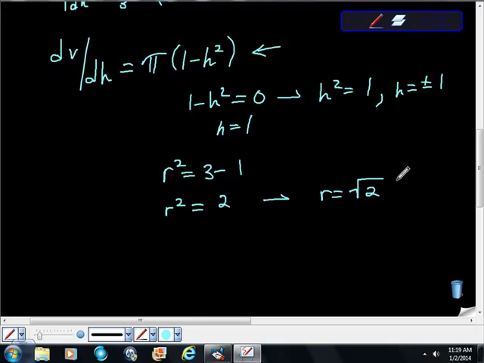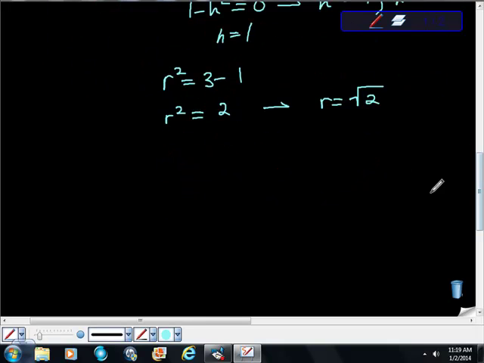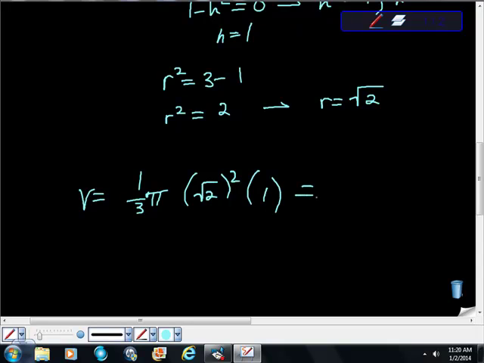From here, I can go to my volume equation, which says that the volume is 1/3 pi r squared times h. So r squared is square root of 2 squared. H is equal to 1, right? Solve this out, and we get that the volume is equal to 2/3 pi, oh gosh, and it's meters cubed, right? Don't forget units. Good job, boy. Okay, terrific.